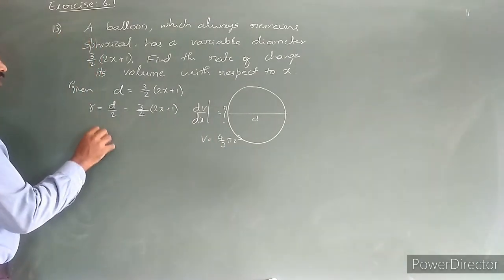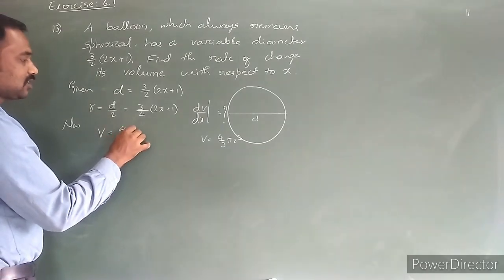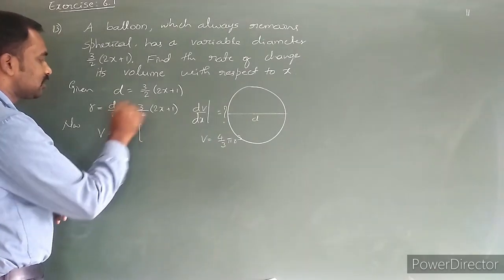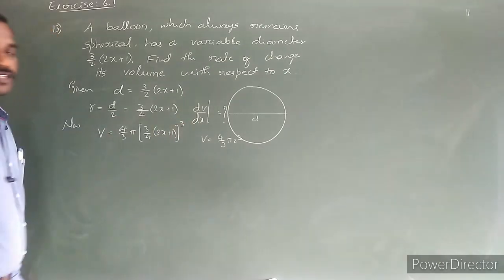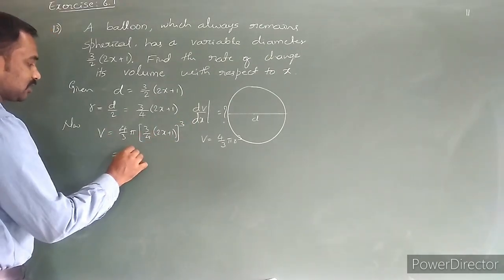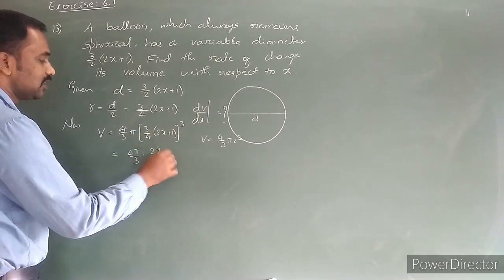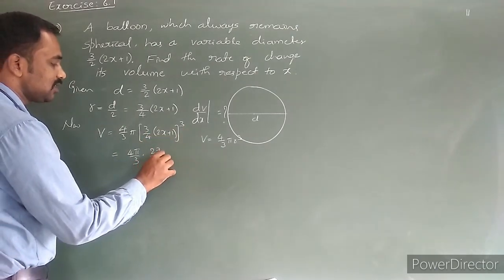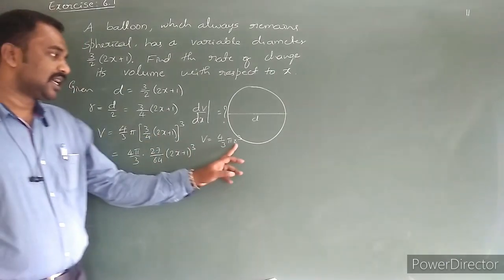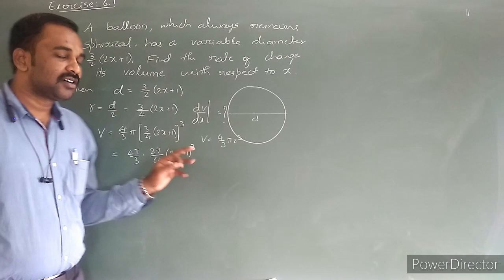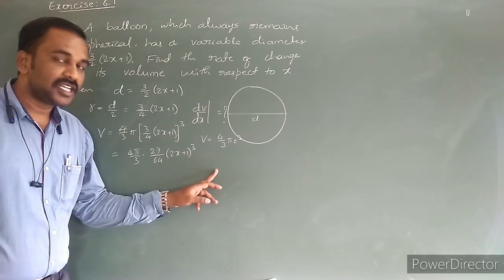Now replace it here. The volume is 4 by 3 pi r cube, where r is 3 by 4 into 2x plus 1, whole cube. So 4 pi by 3 into 3 cube, which is 27, divided by 4 cube, which is 64, into 2x plus 1 whole cube. I replaced the radius value directly here; we can also replace it after differentiating.